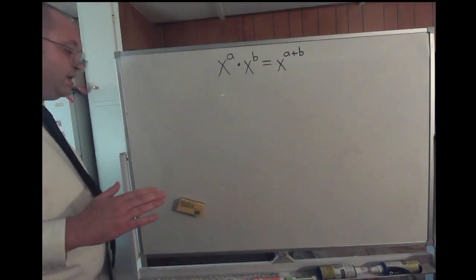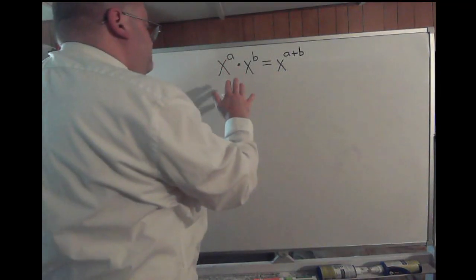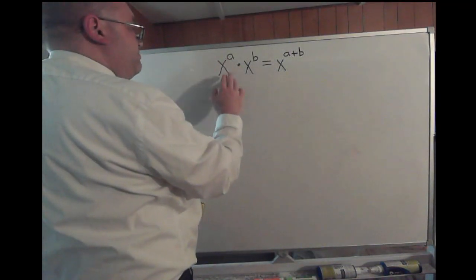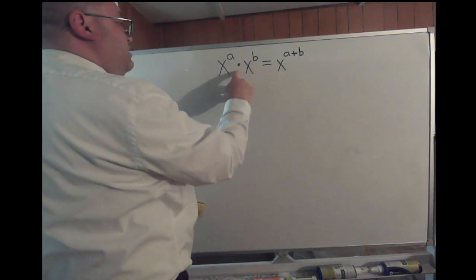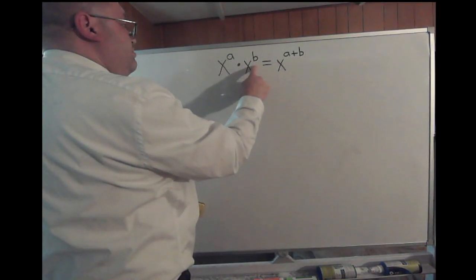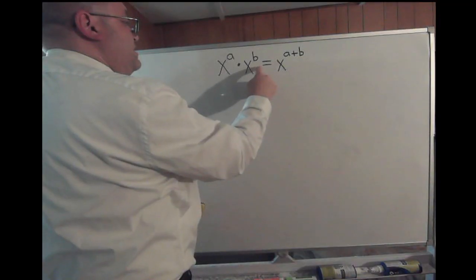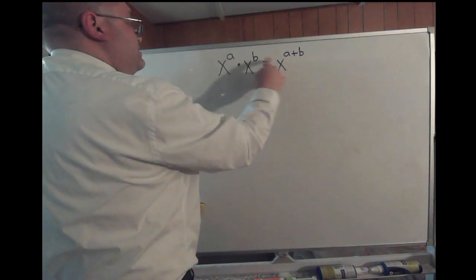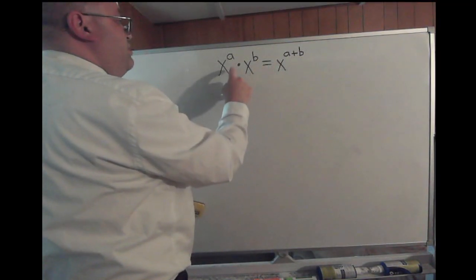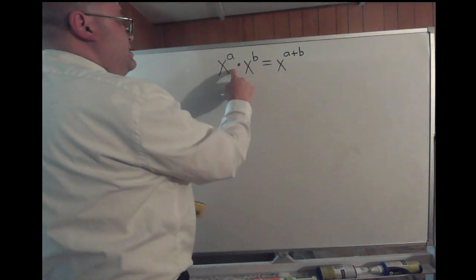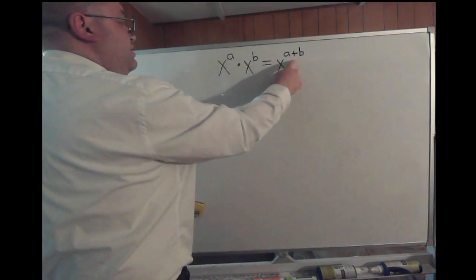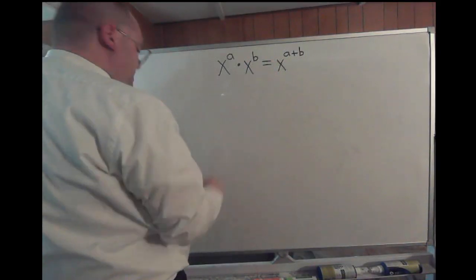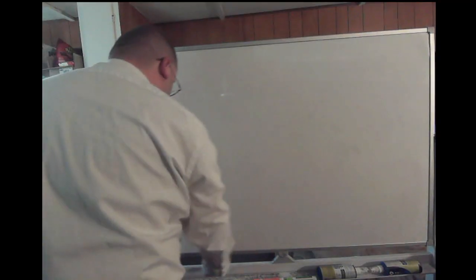So let's say in general you have a variable or any number raised to a power and you multiply it by the same base raised to another power. All it is, is that base raised to the sum of the two powers. So if I multiply x to the a times x to the b, the result is going to be x to the a plus b. You just simply add up the powers. So let's get started with some examples here.